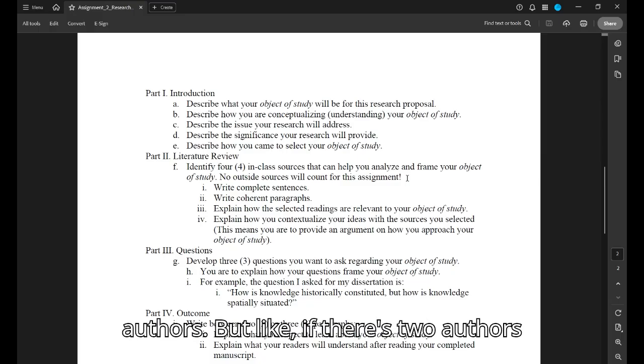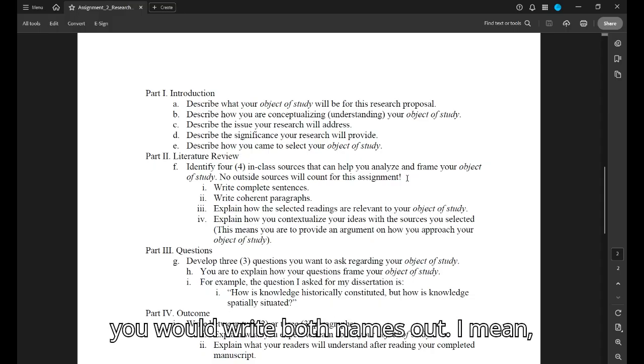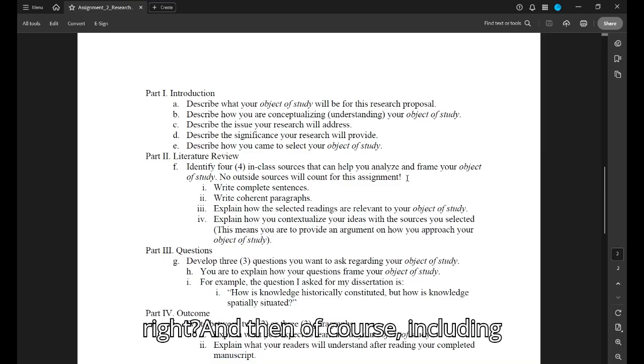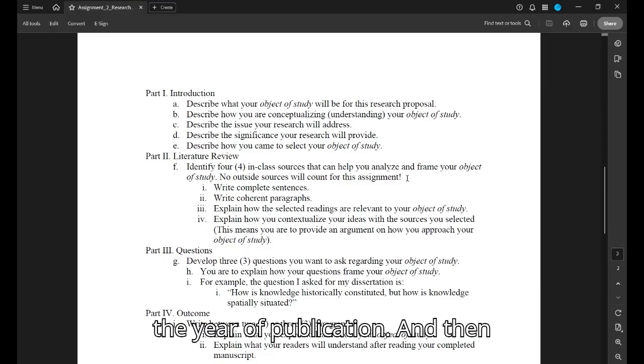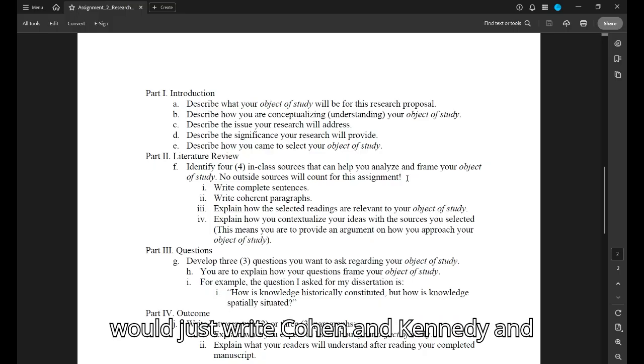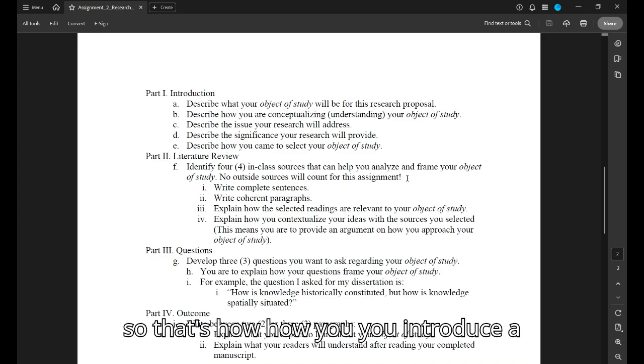But if there are two authors, like Robin Cohen and Paul Kennedy, then you would write both names out completely, and then of course include the year of publication. If you mention them again, then you would just write Cohen and Kennedy and then the year of publication. Okay, so that's how you introduce a writer.